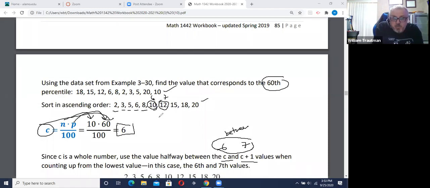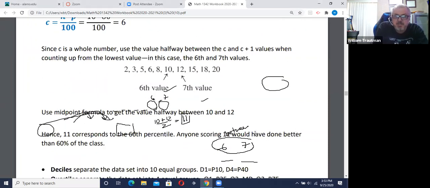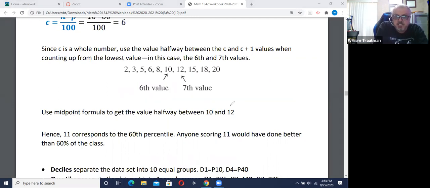1, 2, 3, 4, 5, 6, and 7. So what's the average of those two? 10 plus 12 divided by 2 is 11. So our answer for the 60th percentile is the number 11. Since it's a whole number, you have to pick the 6th and the 7th, and find the average of those two. The average was 11, so 11 is the 60th percentile.